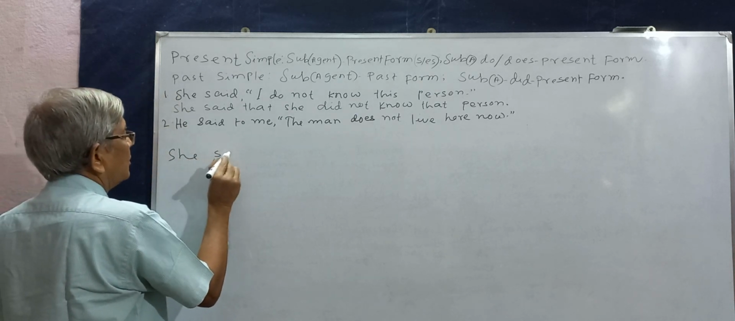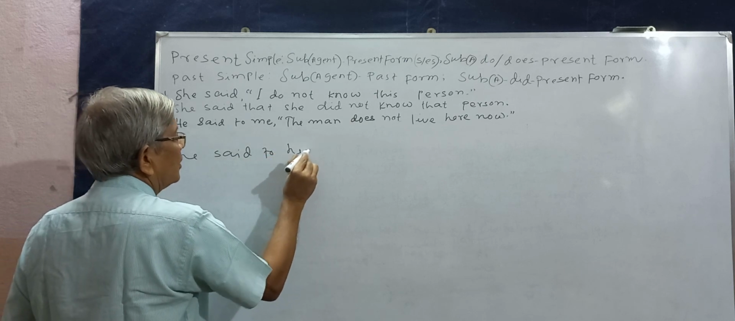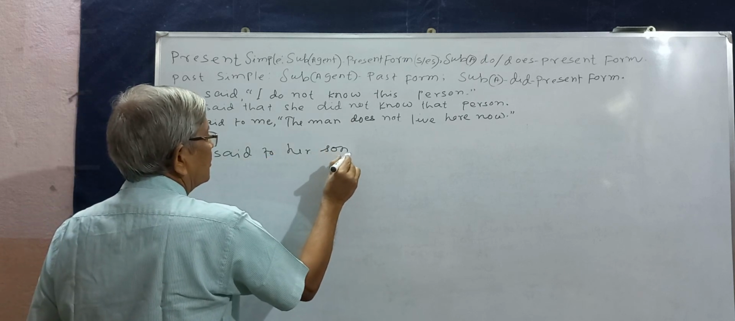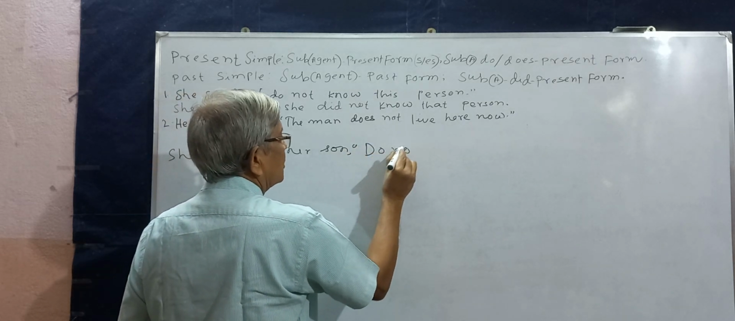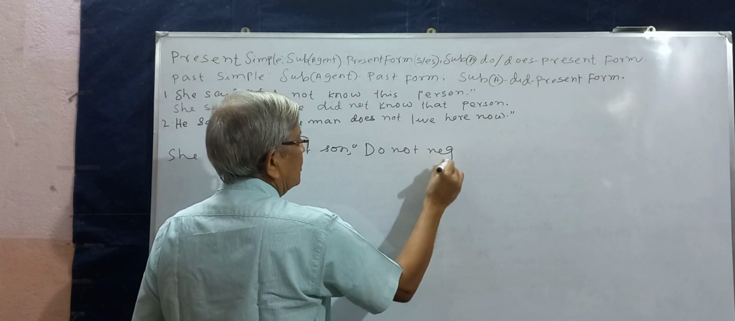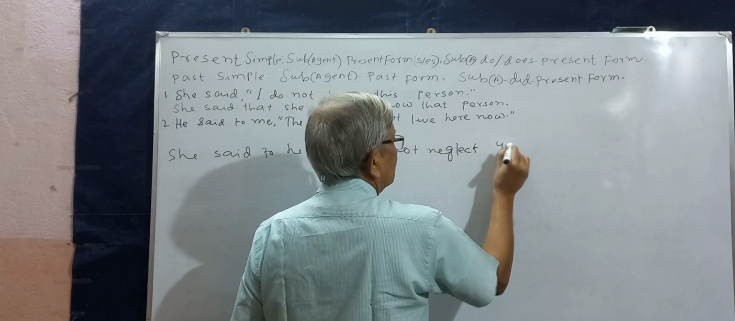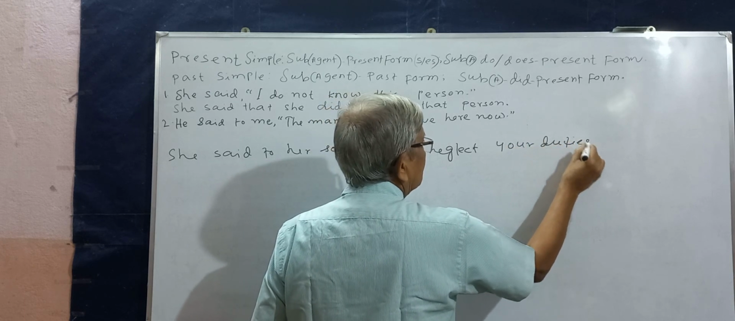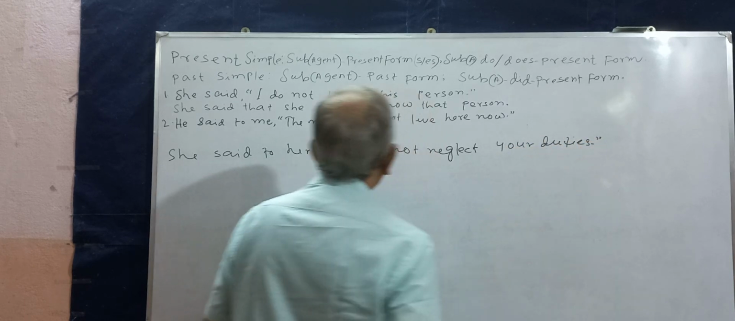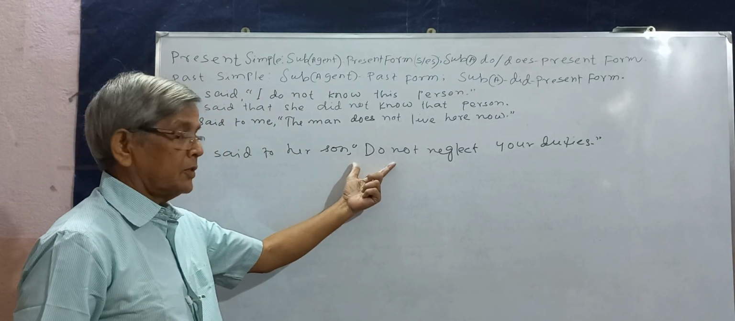She said to her son, do not neglect your duties. Do not neglect your duties. It's a negative imperative sentence.